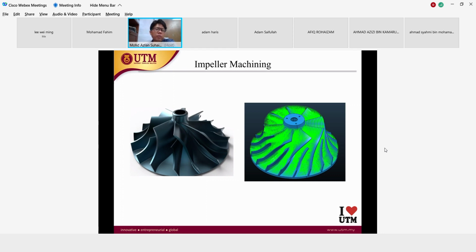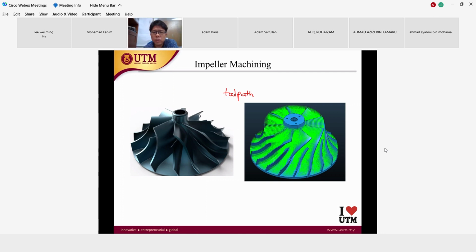Before that, you have to learn how to generate the NC code for a simple design. After you know what is happening, then you can use CAM software to help you. All of these green lines we call the tool path, the path of the cutting tool.